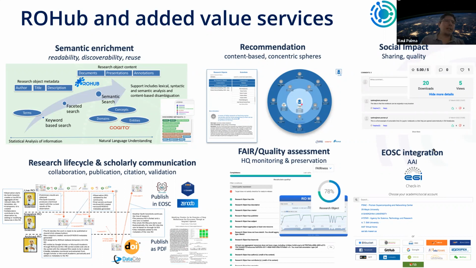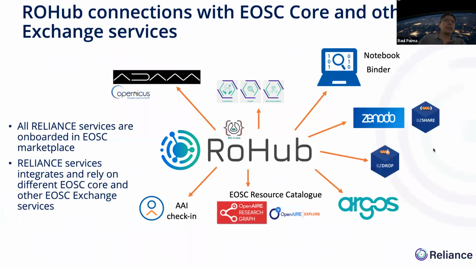There is the social impact, like I said, with the rates, and the evolution part. In the evolution part, you can also publish the release in other repositories like Zenodo or B2Share, and there is the quality that you asked about before. So you have, like I said, this checklist, but also the fairness, which is now being integrated. And finally, of course, the integration with the EGI AAI, so you can use the same mechanisms to log into RoHub.